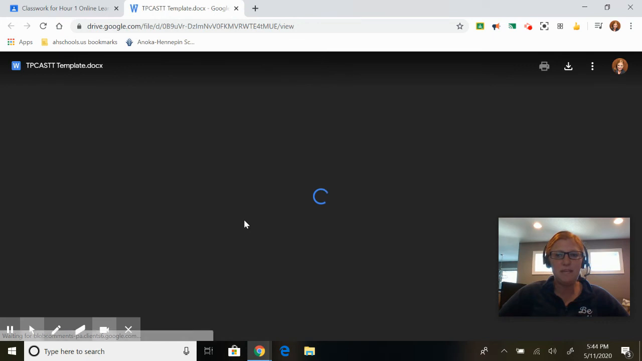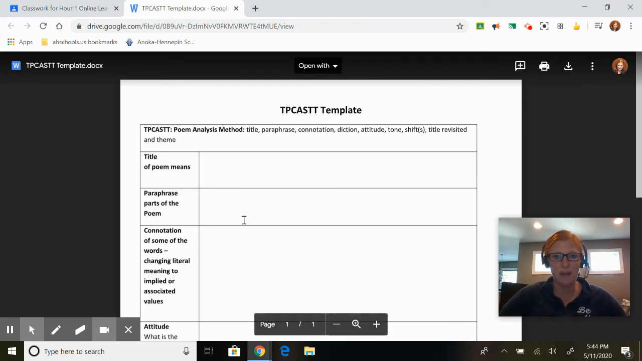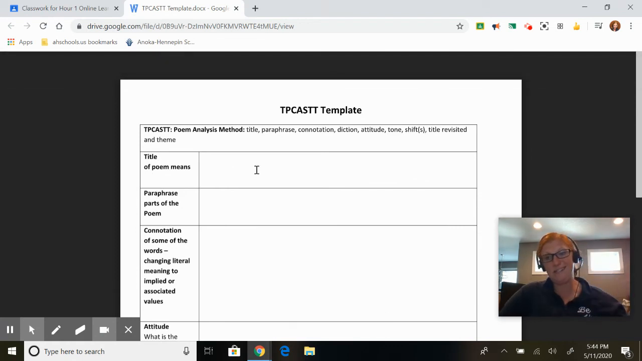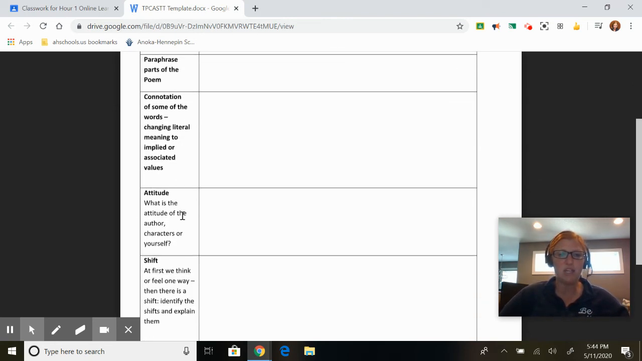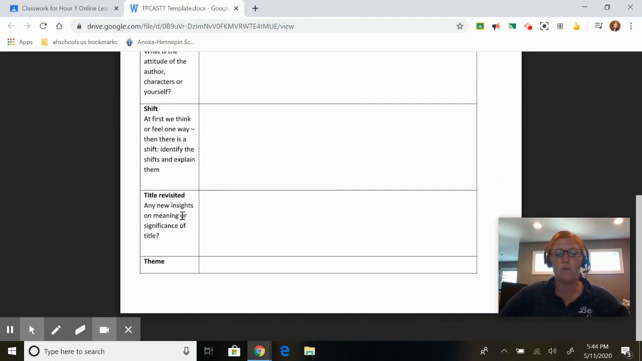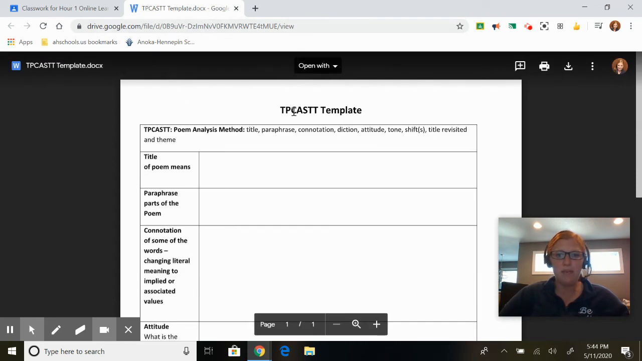We have the TPCAST template. So here is your template. It breaks you down here. So again, remember, title the poem. You actually want to do this before you read the poem. So remember, you want to reflect on the title of Piano. What does it mean before you actually listen to it? Then you're going to go through, paraphrase it, give some connotation, attitude, shift, revisit that title of Piano, and then give a theme. So you'll make a copy of this template so that you can write right on this document before you turn it in.